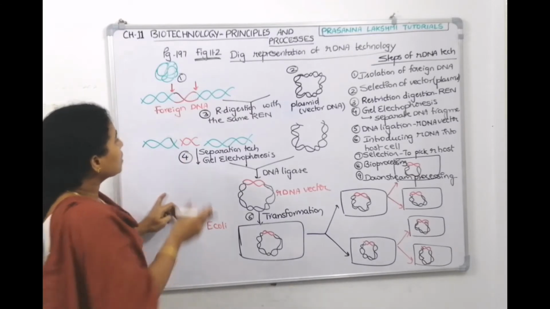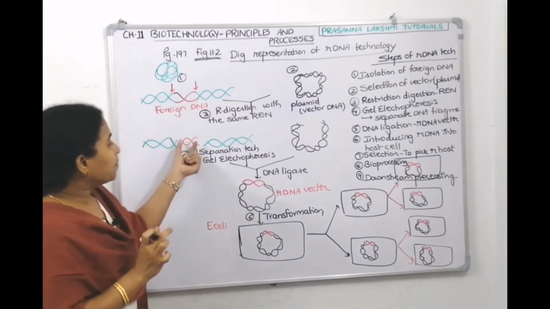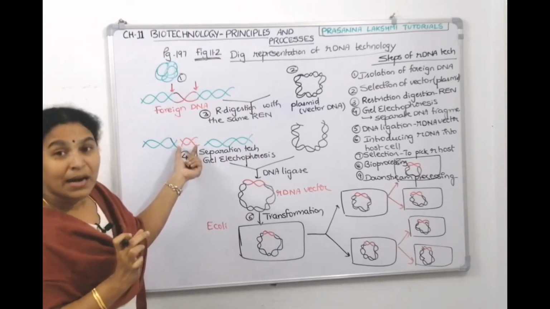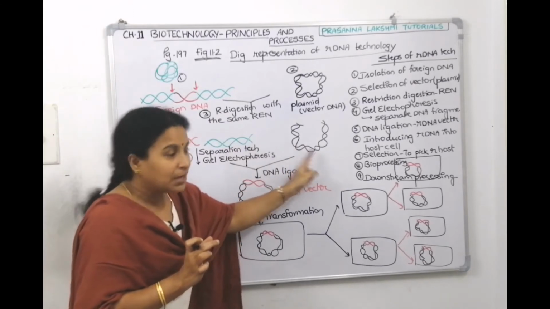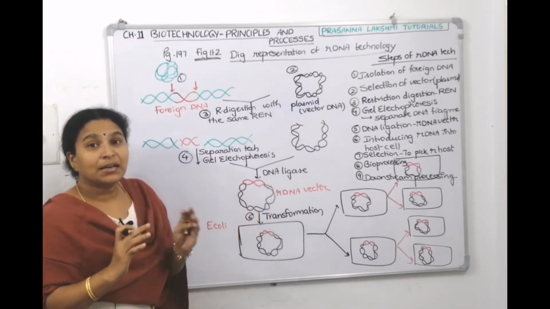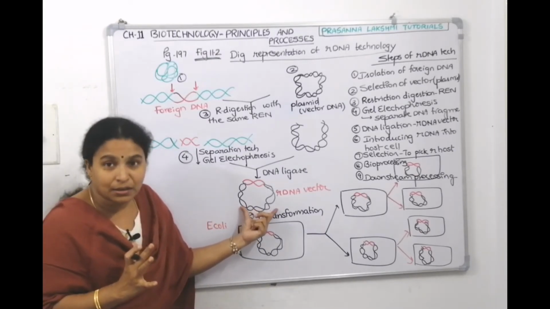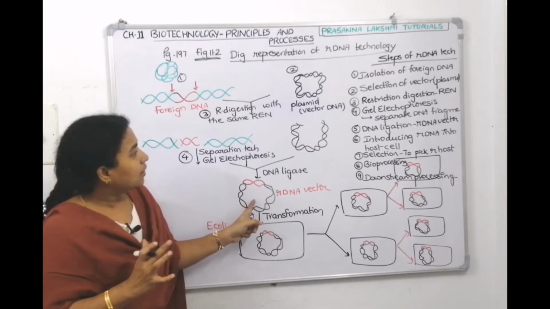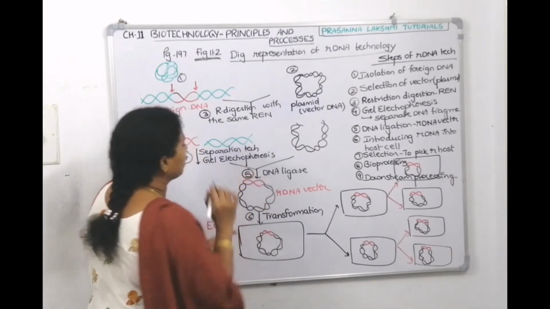After doing gel electrophoresis, we are able to pick only this particular fragment. After picking it, we will do ligation. We will join this with the plasmid DNA using an enzyme called DNA ligase. Then we will get a recombinant DNA, called the recombinant DNA vector. DNA ligation is the fifth step. Write it down here.